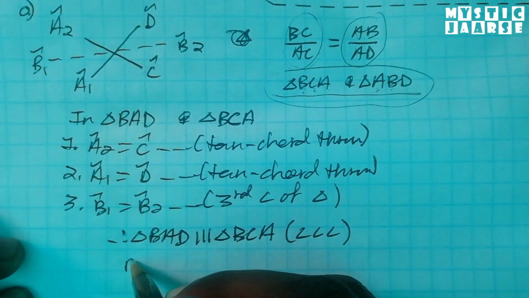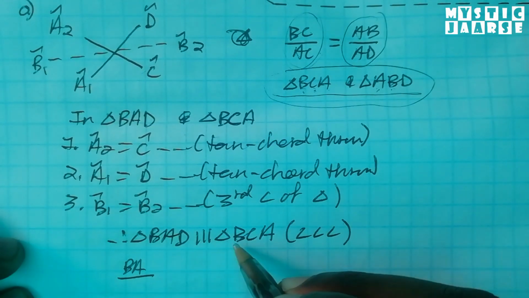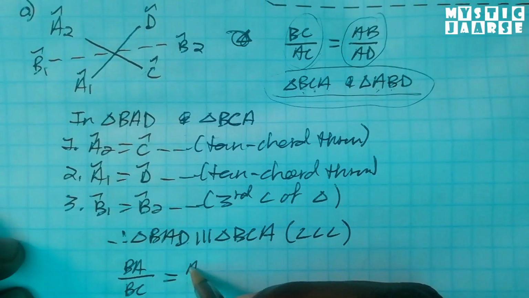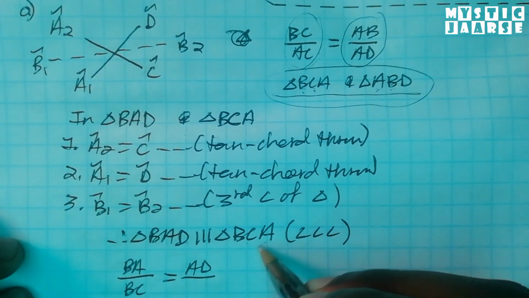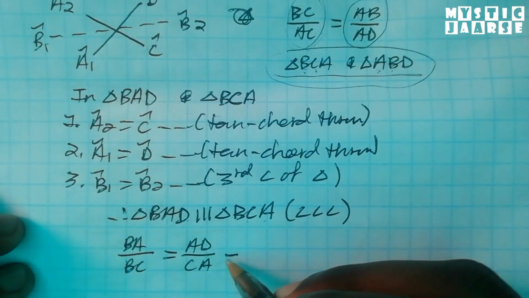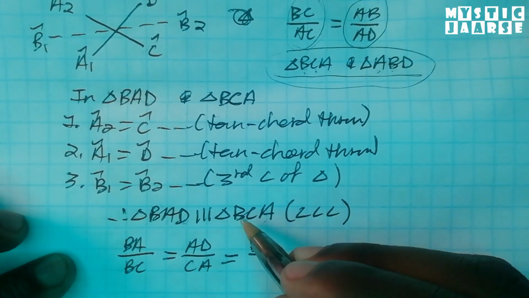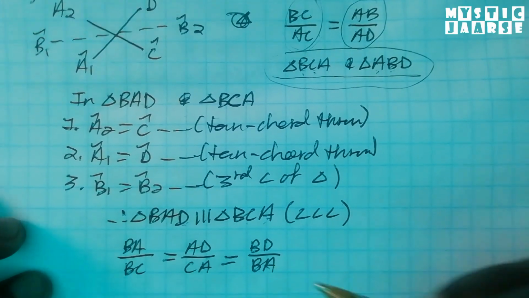So we have BA divided by BC is proportional to side AD divided by side CA, which is also proportional to side BD divided by side BA.